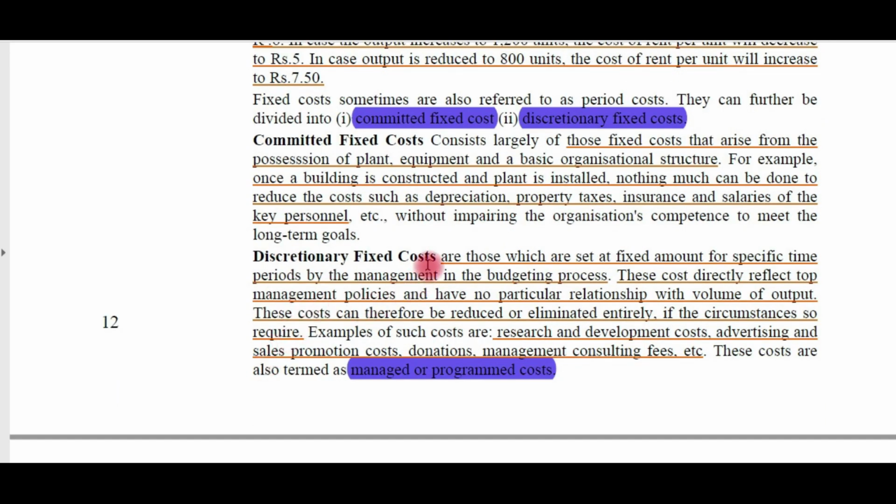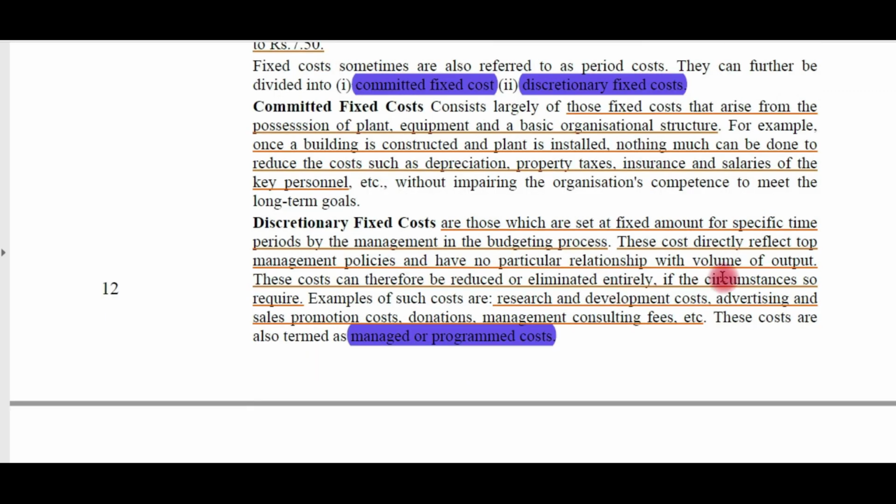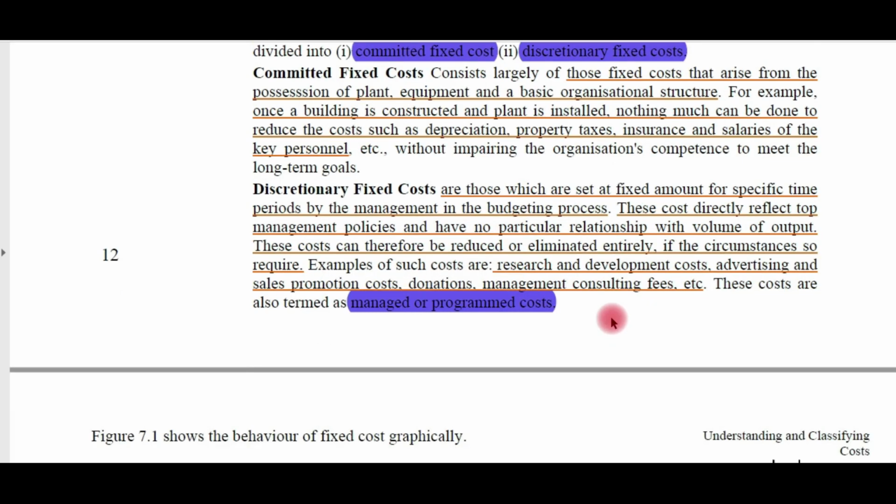Discretionary fixed costs means it is at the discretion of the management whether to spend or not. It depends upon the policy of the management. These are those costs which are set at fixed amount for specific time periods by the management in the budgeting process. These costs directly reflect top management policies and have no particular relationship with the volume of output. If the management decides, then it can be incurred. These are like research and development, advertising, sales promotion, donations, consulting fees, etc.